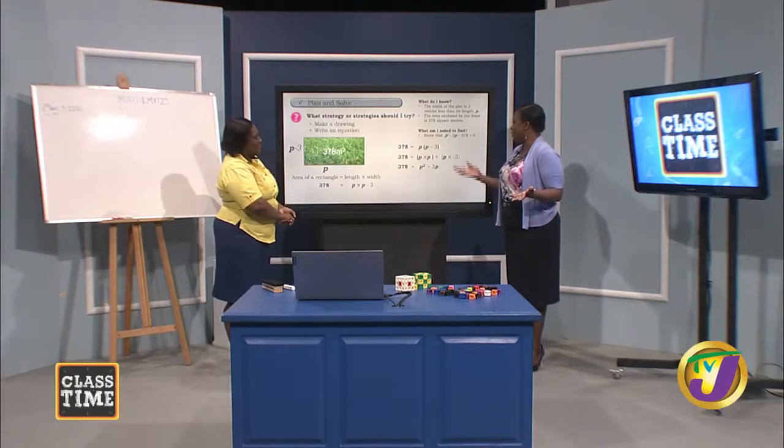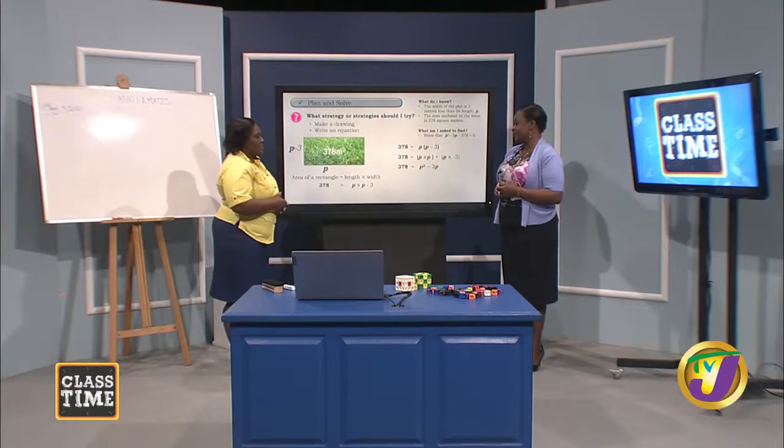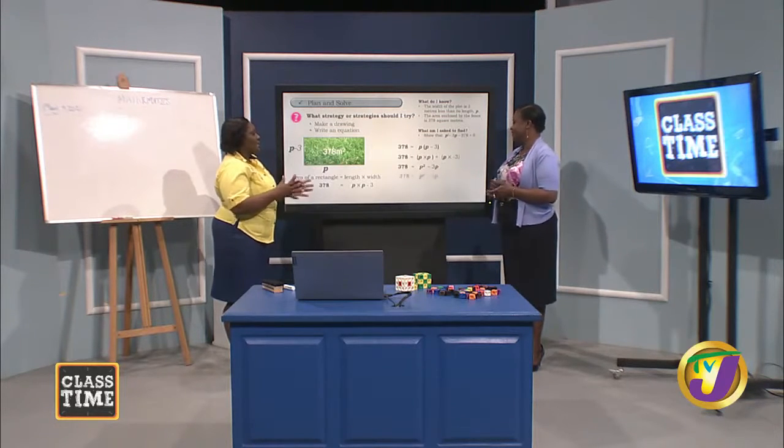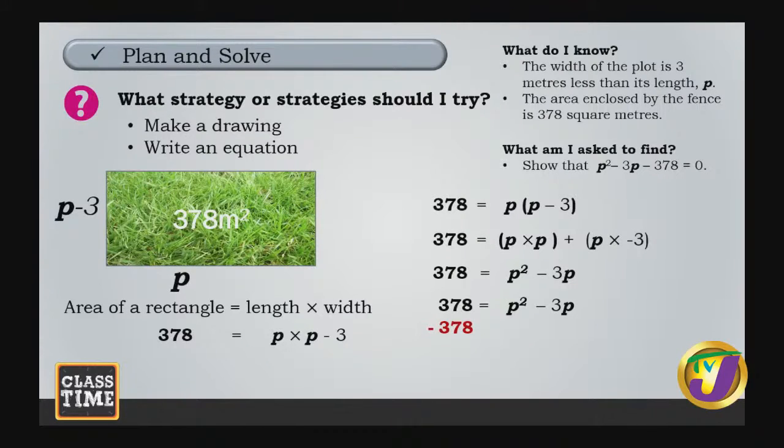So how am I to get it from here to here? We are to equate this to 0. How may I equate it to 0, miss? We need to ensure that in balancing our equation, 0 is left on one side. In order to leave 0, it's easier for us to just transpose 378 than to be transposing all of the P squared, subtracting 3P. So when we subtract 378 from both sides, then 0 will be left.